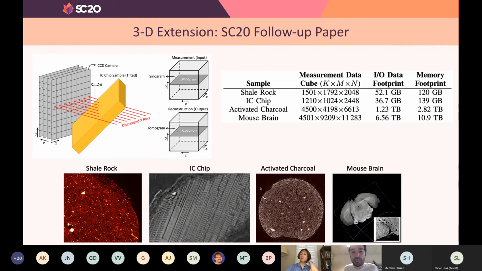So we also have a follow-up paper. We extended exactly the same methods to 3D. And you can see that the memory footprints can be very large because of this memory-centric approach that I explained to you like 10 minutes ago. It can go up to 10 terabytes of memory footprint, which can only fit on a supercomputer, and most probably you won't be able to solve this kind of large problem. But we're thinking of Shale Rock, which has 120 gigabytes of memory footprint, which may fit on your small number of nodes or in your clusters in the cloud. So next slide, please.